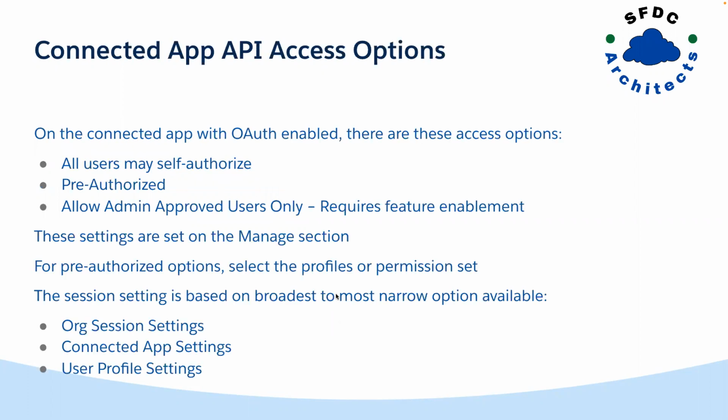So connected apps are at the heart of how you access the API for OAuth. Every one of the OAuth flows but one requires a connected app to be used because it's really what has all the settings behind it. And for that connected app, when it comes to who has access to it, you have 3 access options. The first 2 are available by default: all users may authorize, and only pre-authorized users may access it. And then the third one is allow admin approved users only.